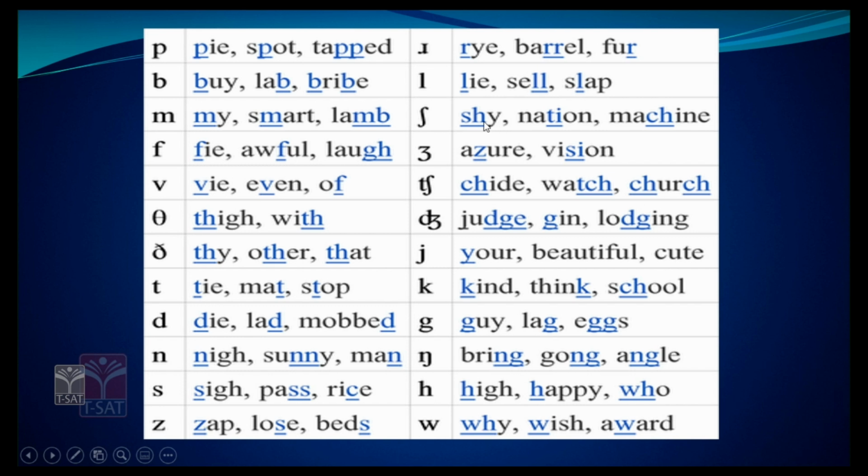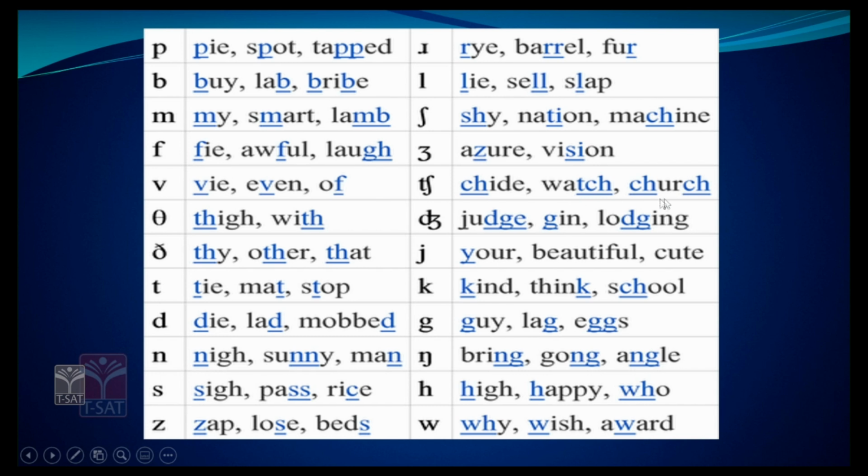sh as in shy, nation, machine. zh as in azure and vision. The sound zh doesn't occur in word initial position in the English language. And ch as in child, watch, church. j as in judge, gin, lodging. y as in yaw, beautiful and cute.